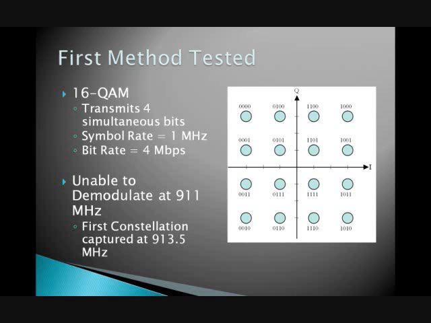The first modulation method that we tested was 16QAM. It transmits 4 simultaneous bits, resulting in a symbol rate of 1 MHz and a bit rate of 4 megabits per second.